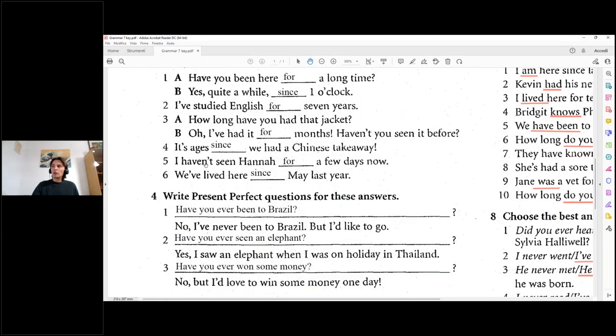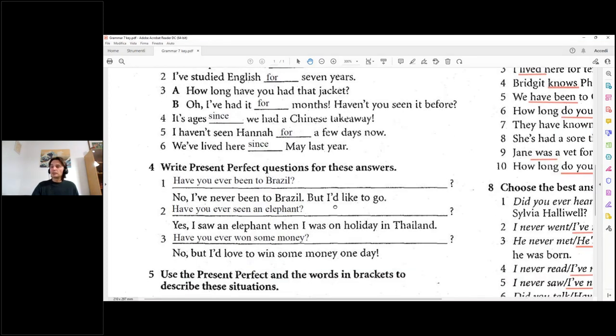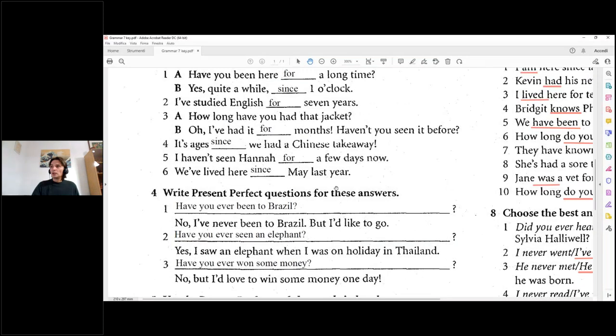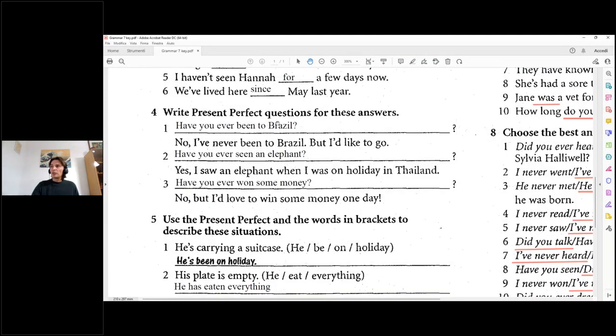Ok? How long? Number 6. We have lived here since May last year. Da maggio, ok? Since May last year. Non sappiamo fino a quando vivremo qui. I have lived here since May last year. Well, the rest were pretty clear, pretty easy. Right, present perfect questions for these answers, ok?